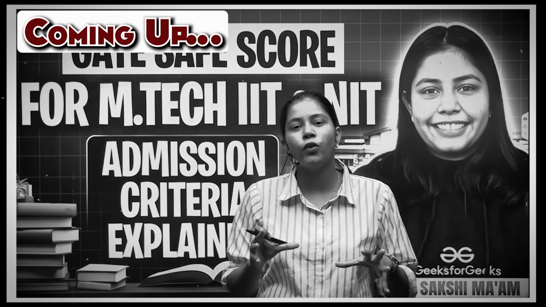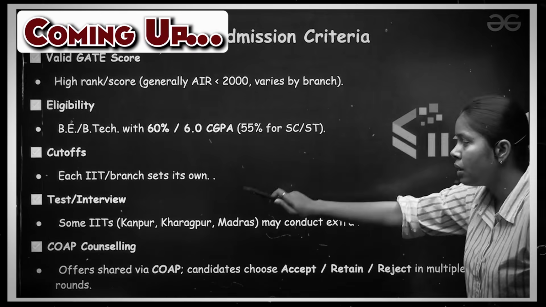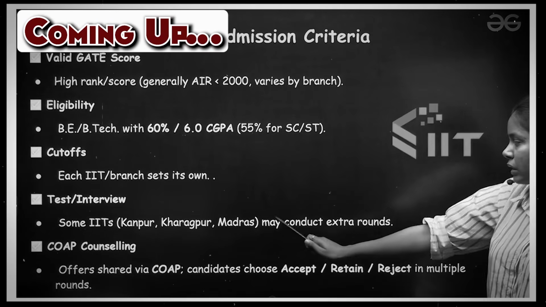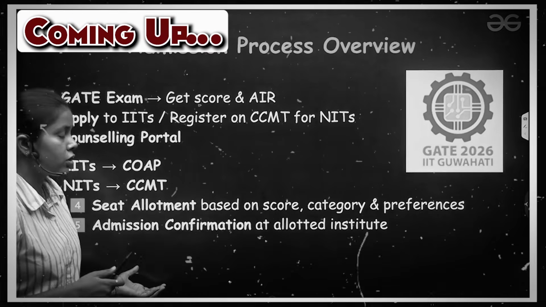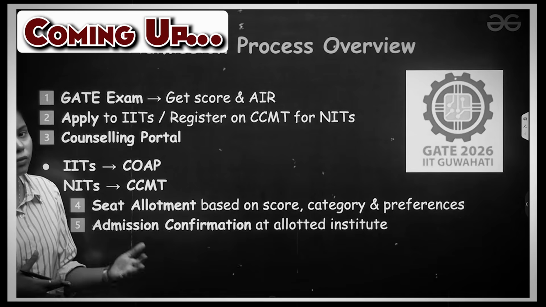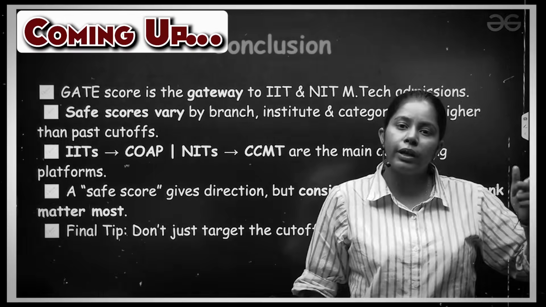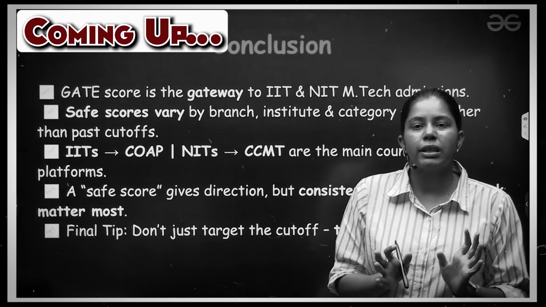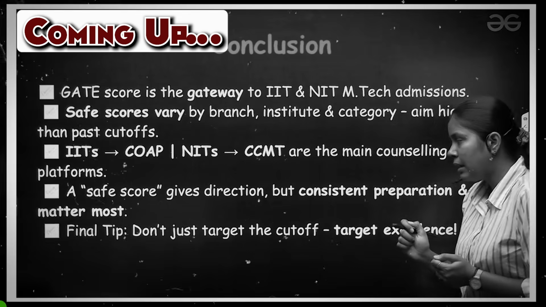GATE safe score for M.Tech IITs, NITs or IIITs. When you get a GATE score, you would apply for a counseling process using COAP. What's your score, what's your preferences, what's your category. Based on all of these calculations, you would get assigned a seat. You would get a rank, you would get a college, but still you have to score higher than that. So you would be able to lie in the safe score.